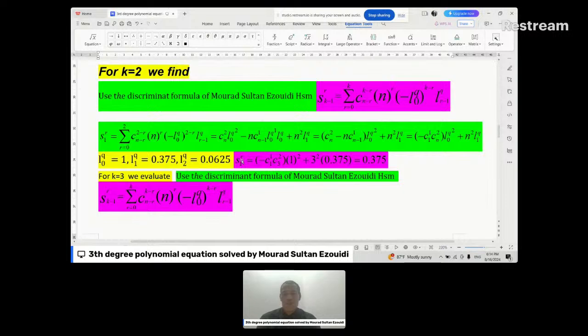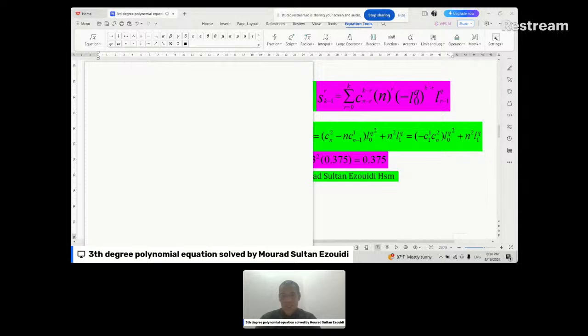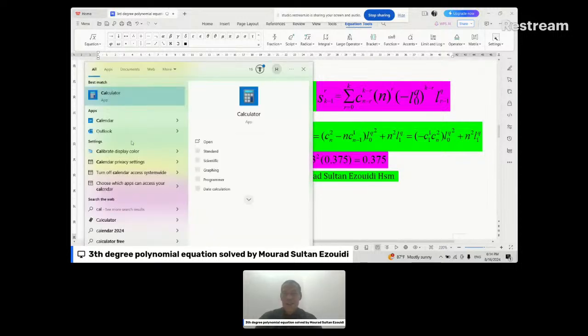We have S1 of order r equal negative 3, because 3 choose 2 is 3, times 1, because L0 of order q is 1, plus 9, because 3 squared is 9, times L1. This one equals 0.375. I'm going to use my calculator so that you can at least understand how we calculate this.